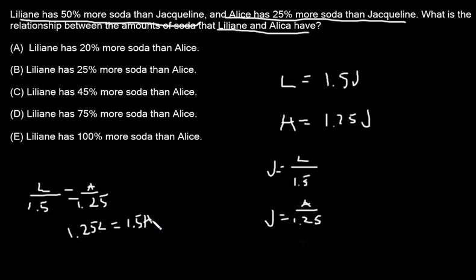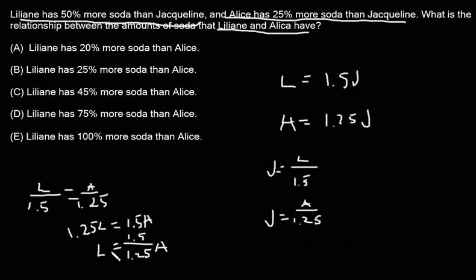Now let's take a look at our question right here. In all of our answer choices it says Leanne has this much more than Alice. Leanne has 25% more. Leanne has X amount more than Alice. So it's asking us to solve for L, because it's asking us for how much more does Leanne have. So we have L is equal to 1.5 over 1.25 A.